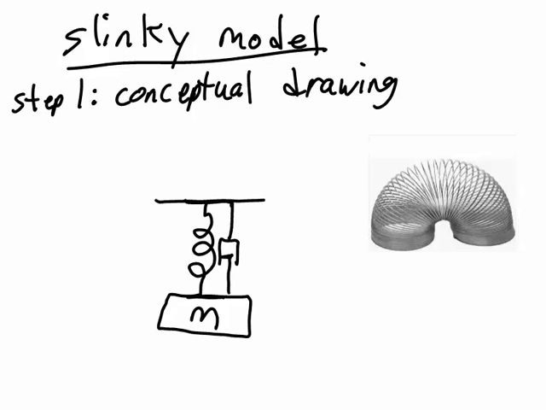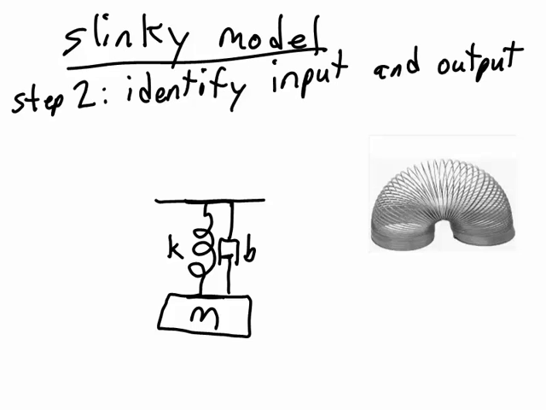Now, I need to label these things so that I can use these variables in my equations. The spring has a spring constant, and the damper has a damping constant. Once our conceptual drawing is finished, we move on to step 2, identifying the input and the output. Remember that the input and the output can be whatever you want them to be. We're trying to create a model that uses the input and the output that we are interested in for this system.